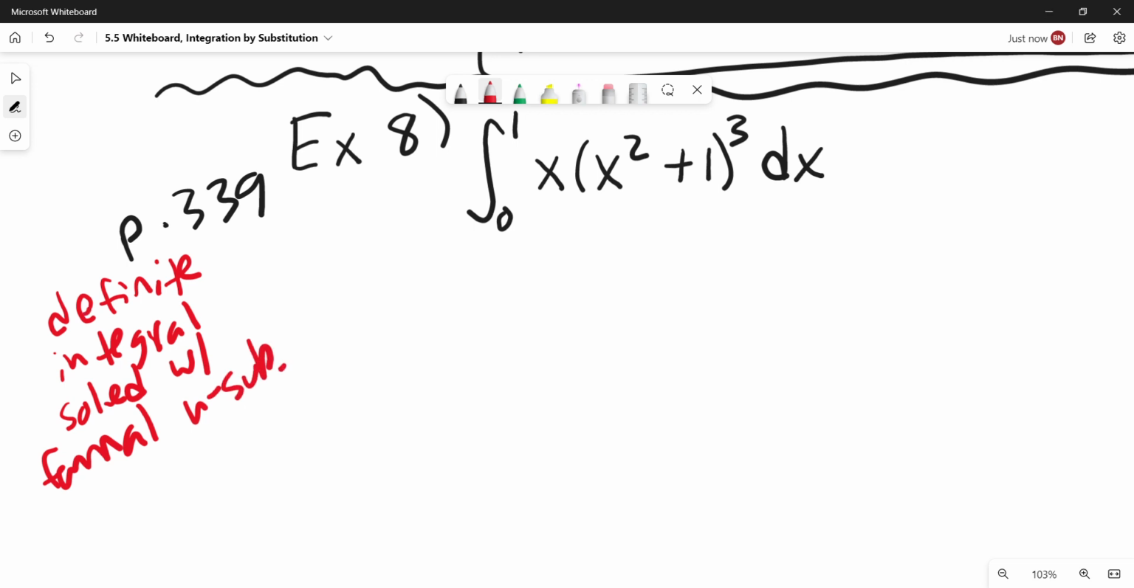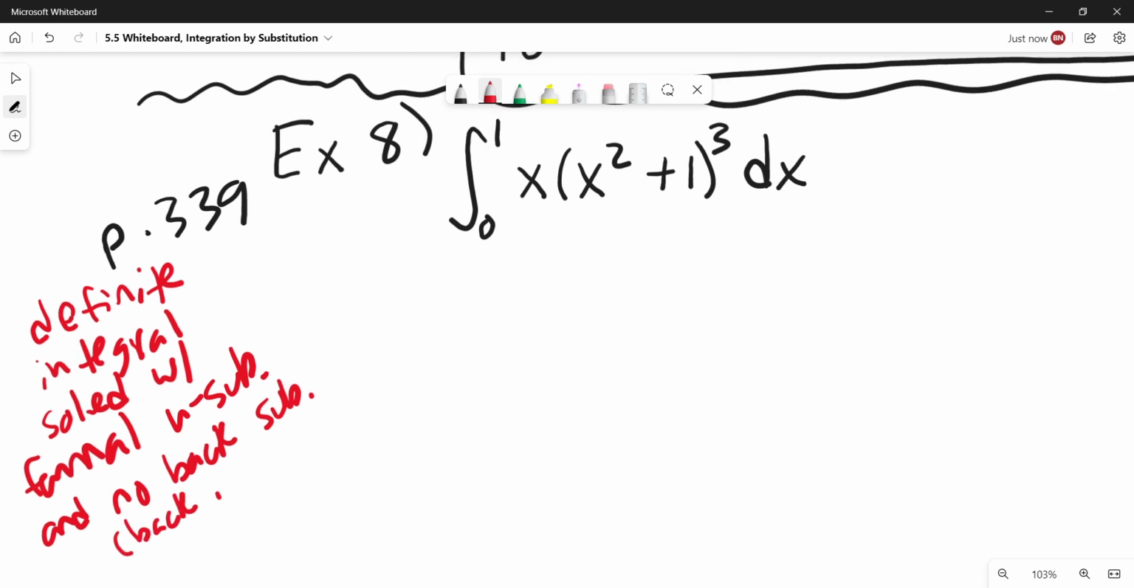Right, definite integral meaning there's bounds. Solve with formal u substitution and no back substitution into x's. So we keep the u's all the way, which means we have to change our bounds to be in terms of u. All right, so again, this is not necessary to do in terms of u substitution, but we're going to do it to illustrate a point. Formal u substitution. Here we go.